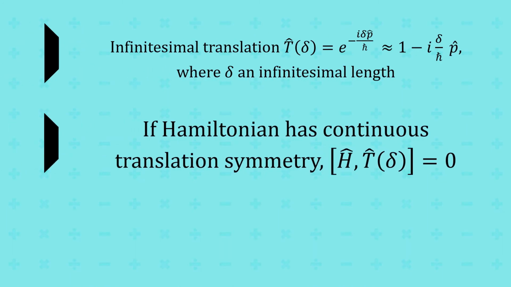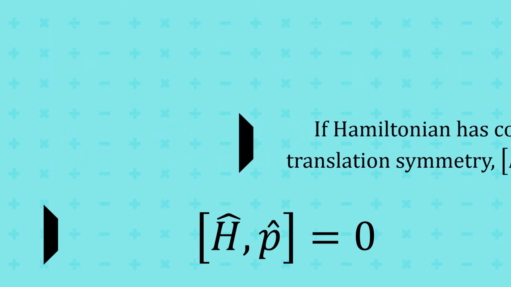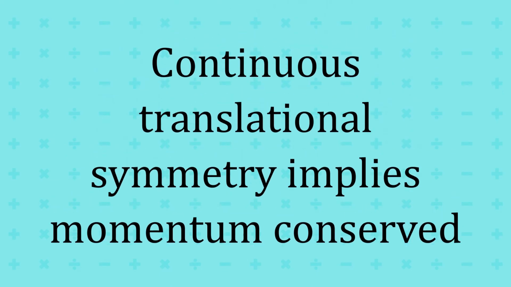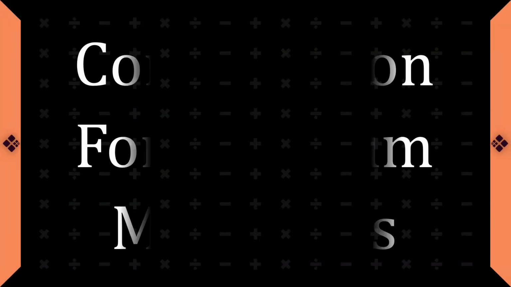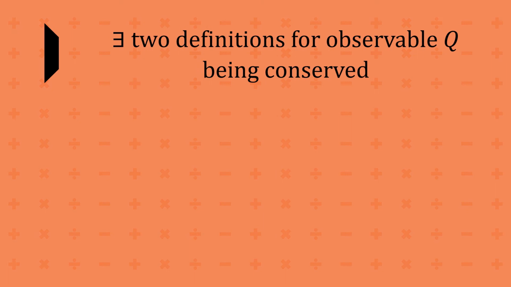To consider continuous translational symmetry, we'll consider an infinitesimal translation, where delta is an infinitesimal length. If the Hamiltonian has continuous translational symmetry, then the Hamiltonian commutes with the translation operator of delta. This implies that the Hamiltonian commutes with the momentum operator. Therefore, momentum is conserved, and we thus get that continuous translational symmetry implies that momentum is conserved.